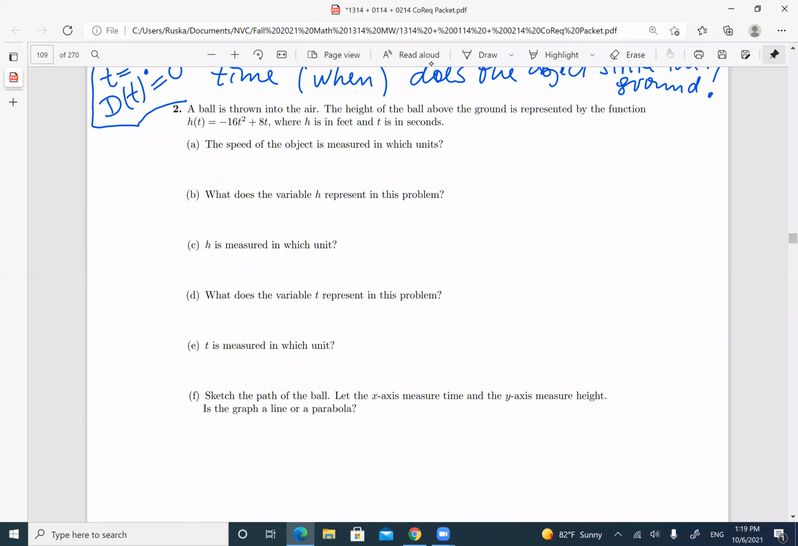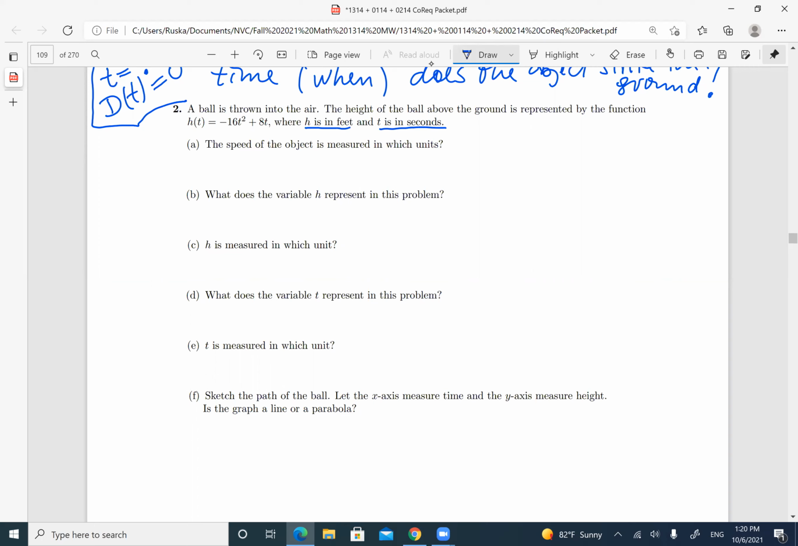The next question is the same way, but here we have a ball thrown in the air. It's thrown from the ground, so instead of meters, you have height. Let's go over that real quick. It's the same type of question. We have a ball thrown into the air. The height of the ball above the ground is represented by the function h of t, where the height is in feet and t is in seconds. So t is the time, h is the height, the distance, right?